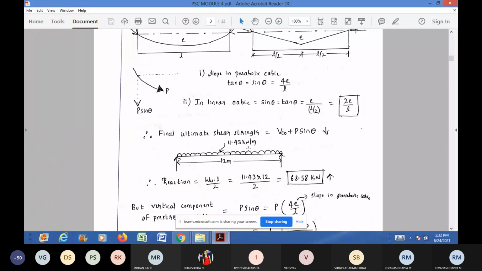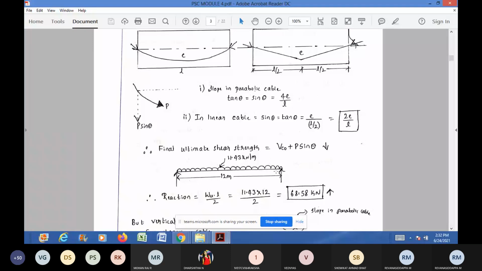Now we calculate the reaction at the support. Total reaction will be 69.7, sir. Okay, 69.72. No problem. Yes, correct answer. Here I got 68.52, no problem. One or two difference you will get, no issue. Now 69.75, sir. Okay, 69.75, right answer.